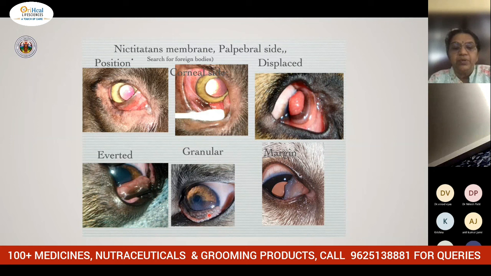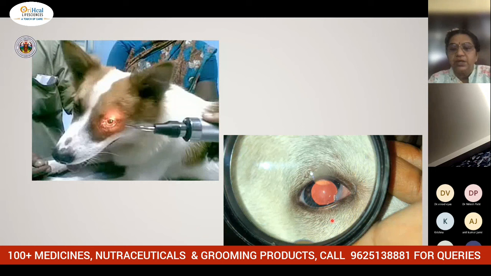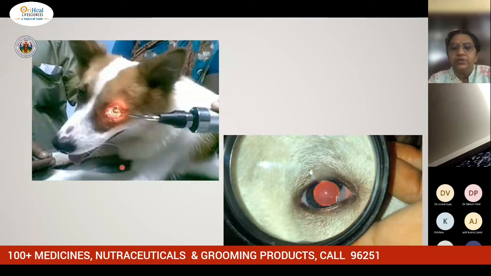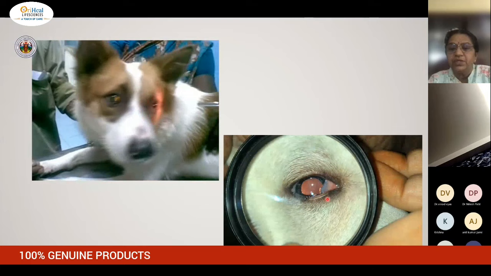And here also you can see the free margin is not correct. There is a projection you can see. So this patient was brought to us with some mild bleeding. It's the same patient only here. So you can see the free margin of the nictitans is not smooth. Okay, so you use some magnification and then see.